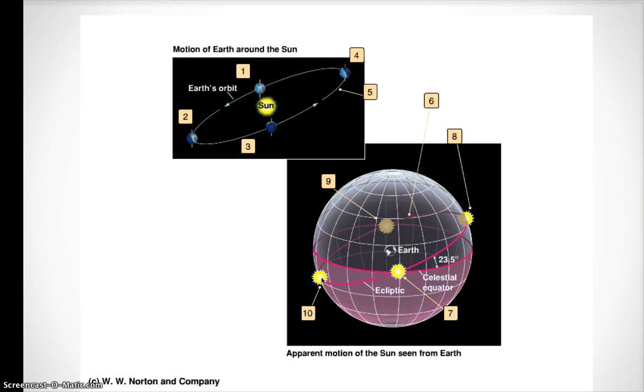So I just wanted to show you how we determine these first days of the seasons. It actually has everything to do with where the sun would appear in the sky, and it's also related to the orientation of the sun with respect to the ecliptic and the celestial equator.